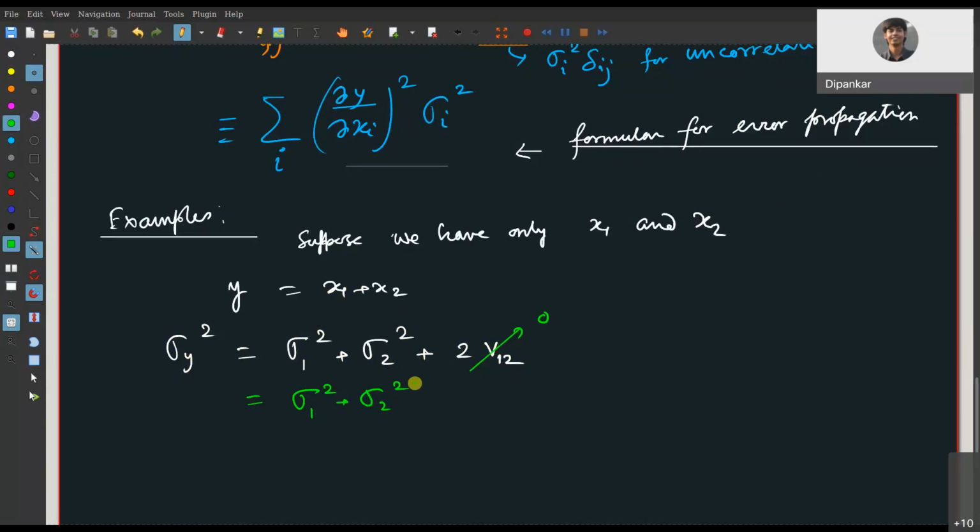So unlike the mean, here you see the errors are added in quadrature. That's why you sometimes hear this for additive and subtractive events. It is also true if instead of x1 plus x2 you have x1 minus x2. This is also true there. So the errors are added in quadrature.